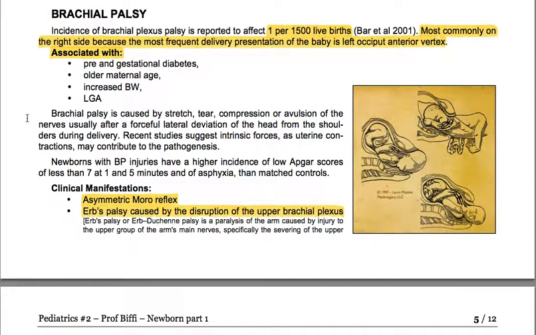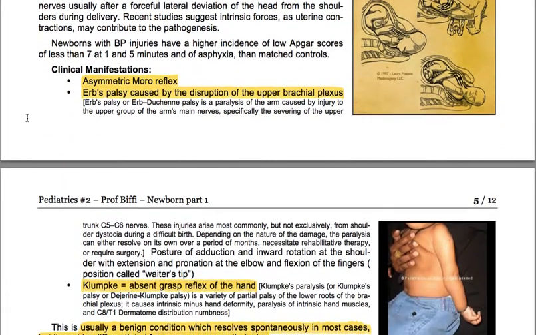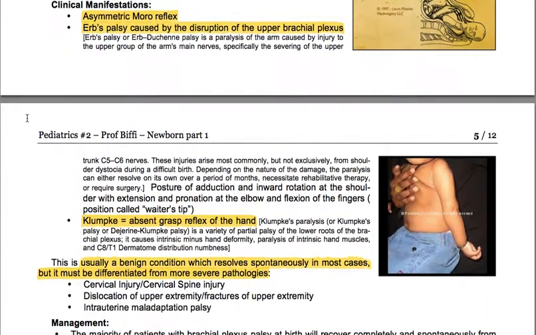Newborns with brachial palsy injuries have a higher incidence of low Apgar scores of less than 7 at 1 and 5 minutes and of asphyxia than matched controls. Clinical manifestations are asymmetric motor reflex. Erb's palsy is caused by the disruption of the upper brachial plexus, so posture is adduction and inward rotation of the shoulders with extension and pronation at the elbow and flexion of the fingers. It's a position called waiter's tip.